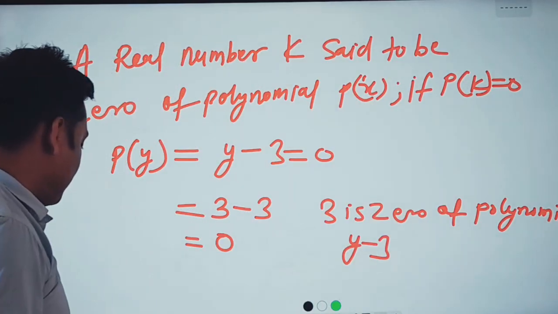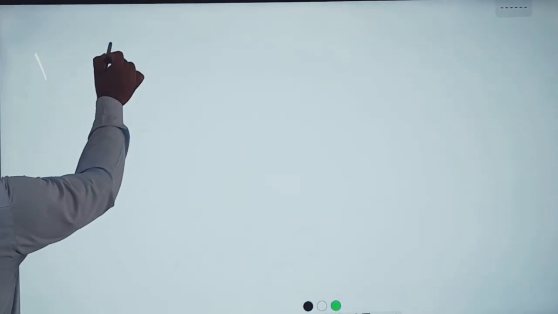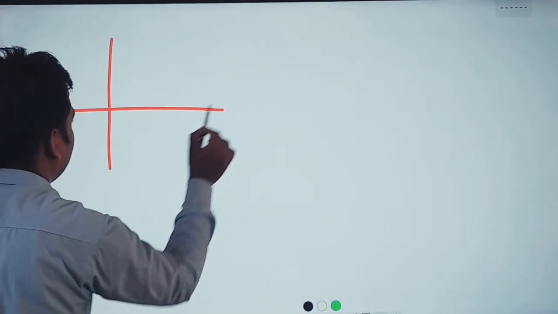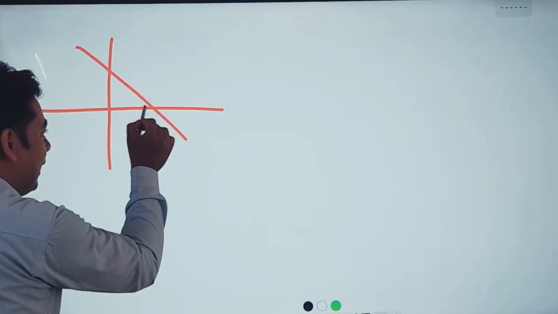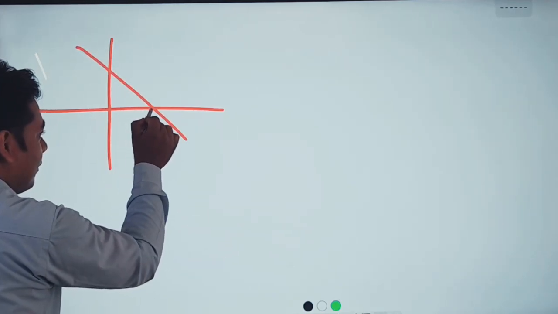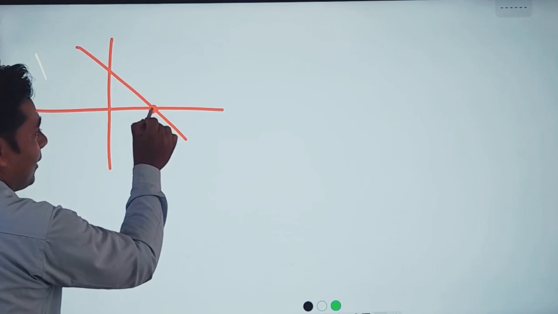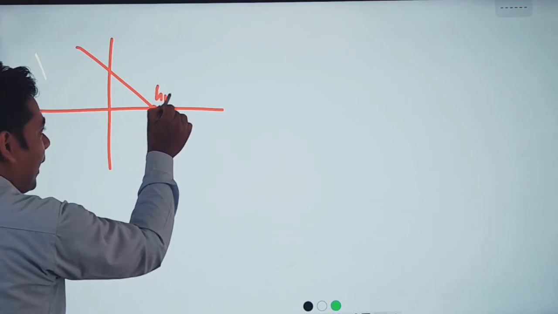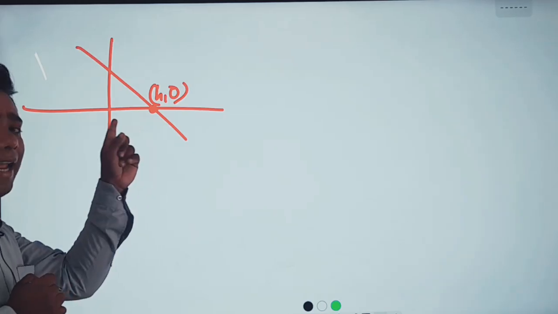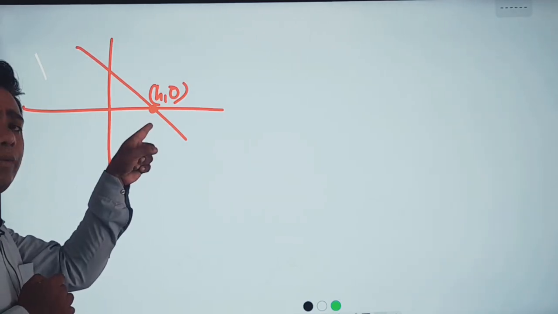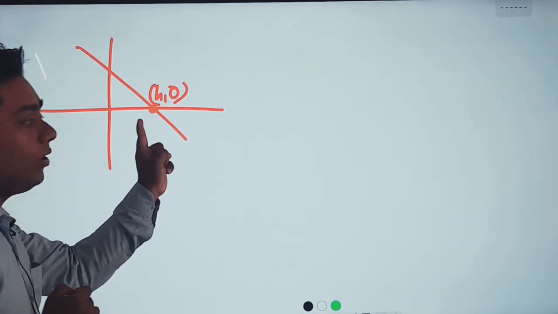Next definition, according to graph wise. Suppose I make one graph with this linear path. That linear path or linear line will intersect this point on x-axis. This value of x is known as zero of polynomial. How many intersecting point on x-axis? There is only one. So we can say that only one zero of polynomial.